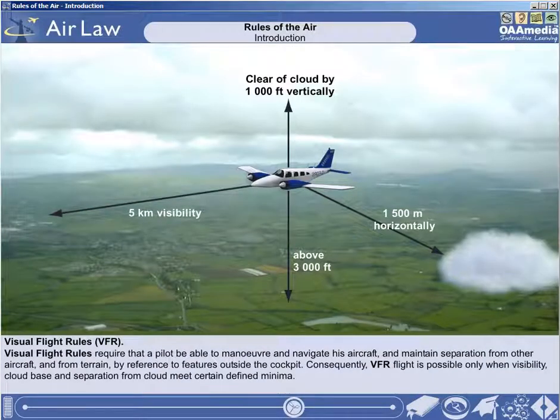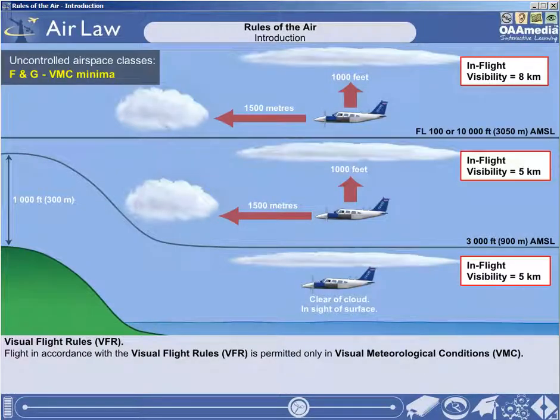A pilot who elects to fly in accordance with the visual flight rules must be able to maneuver and navigate his aircraft and maintain separation from other aircraft and from terrain by reference to features outside the cockpit. Consequently, VFR flight is possible only when in-flight visibility, cloud base, and separation from cloud meet certain defined minima. These minima are defined as visual meteorological conditions, most often referred to as VMC.